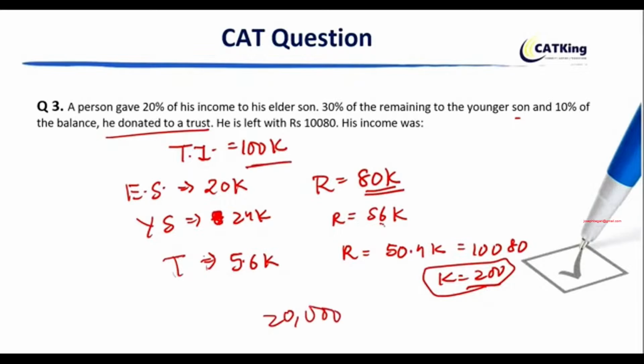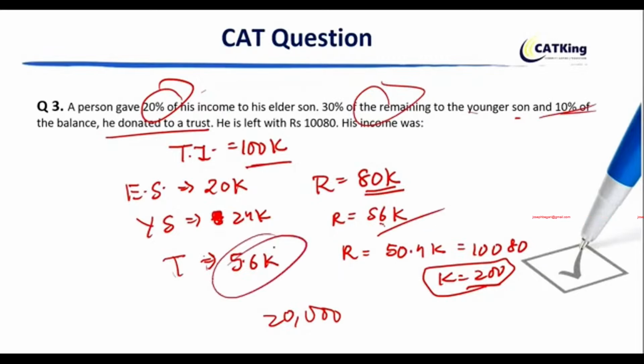All these things you can do orally. If you have the concept clear, these are all oral calculations for you. 100k, okay, 20k goes here, 80 remaining, fine. 30% of the remaining, that is 24k, goes here, fine. Remaining is 56, 10%, that is 5.6 goes here. So hence the remaining is 50.4. You can directly arrive at this last step. I hope this is clear.